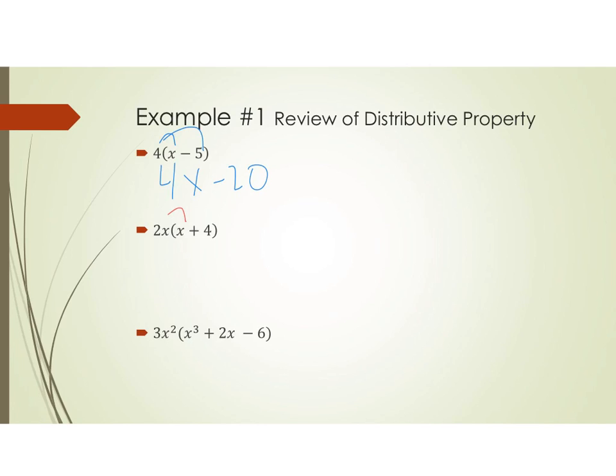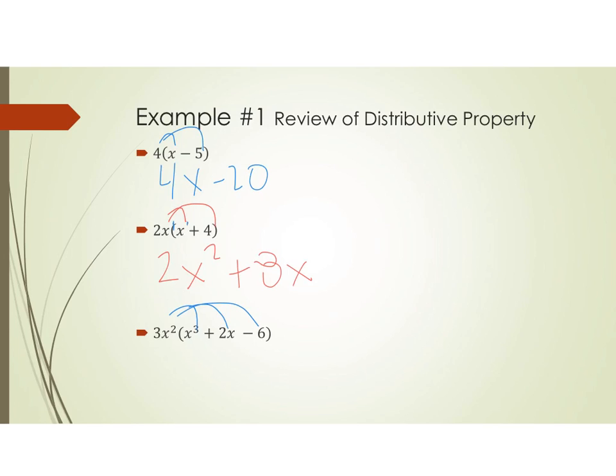2x times x. Each of those x's has an invisible power of 1. And when you multiply exponents, you add their powers, giving me 2x to the second. And 2x times 4, 8x.